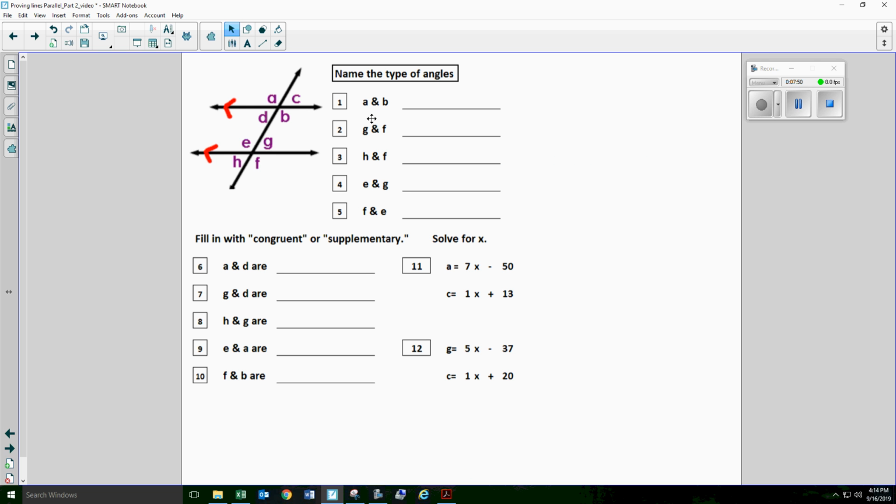Okay, so now we're going to just review our types of angles, what they're called, and we have parallel lines cut by transversal. And I have examples there. A and B, we should know those are called vertical angles.